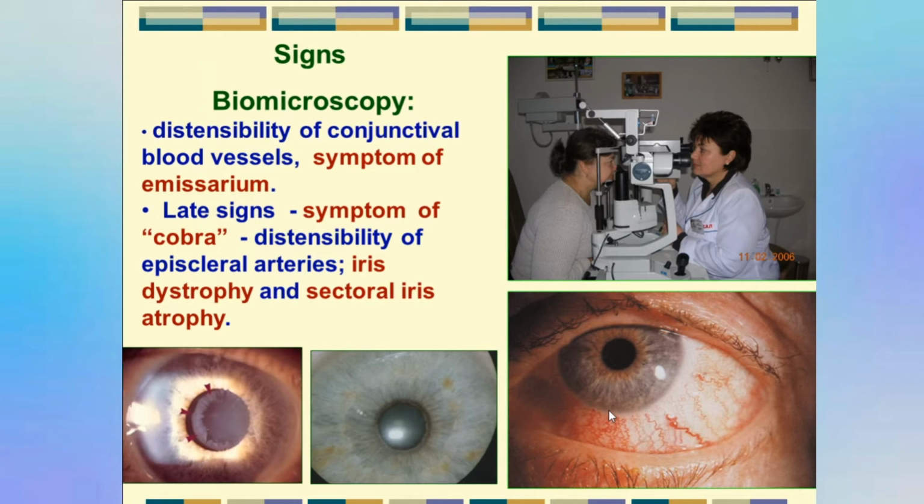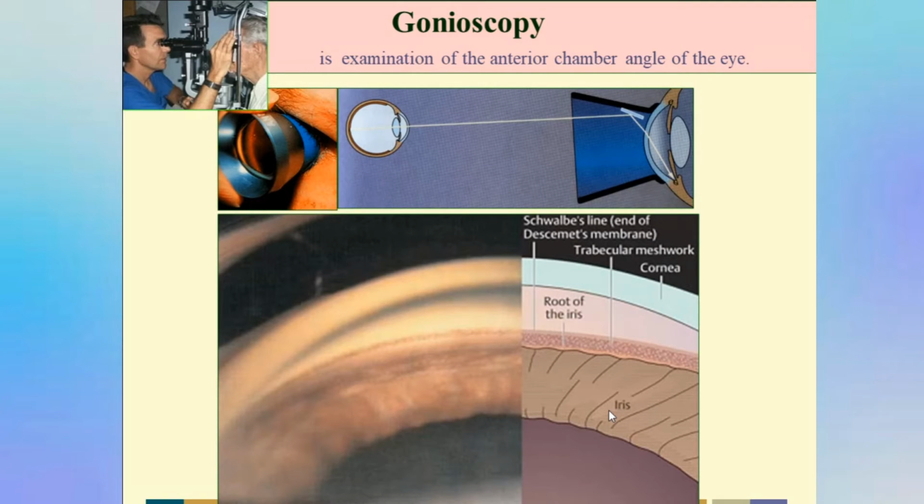On this picture, by the way, you see the head of our department, Professor Ivanova. She is examining the patient. Gonioscopy, I have already mentioned, is examination of the angle of the anterior chamber of the eye.